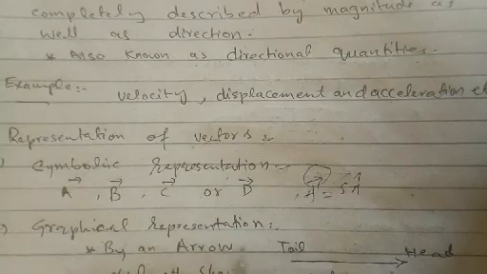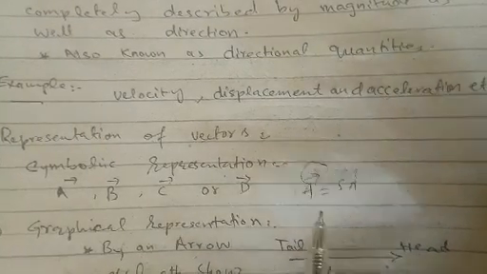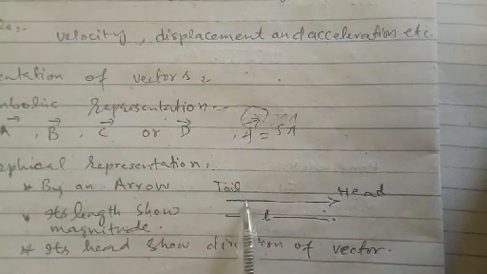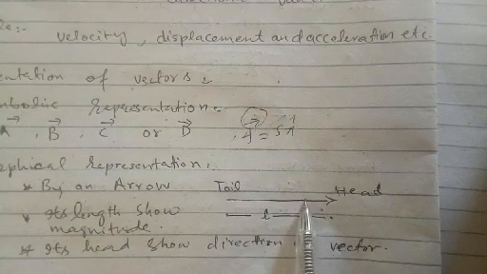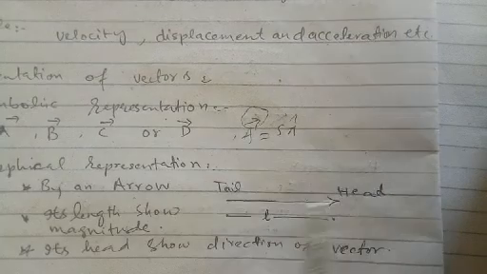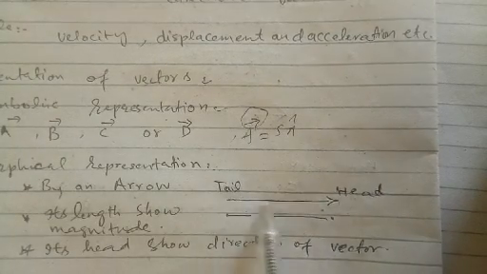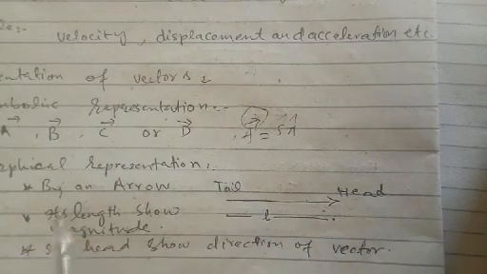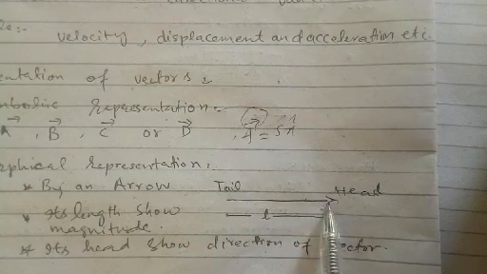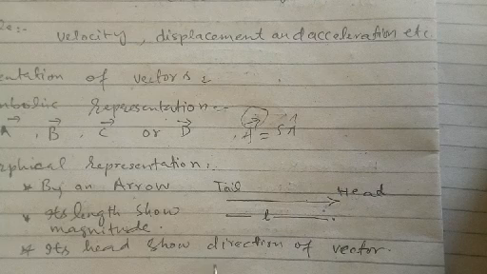Now come to the graphical representation. In graphical representation, a vector is represented by an arrow. This is the tail of the arrow, and this is the head of the arrow. The head of the arrow shows the direction, and the length of the arrow shows the magnitude of the physical quantity.